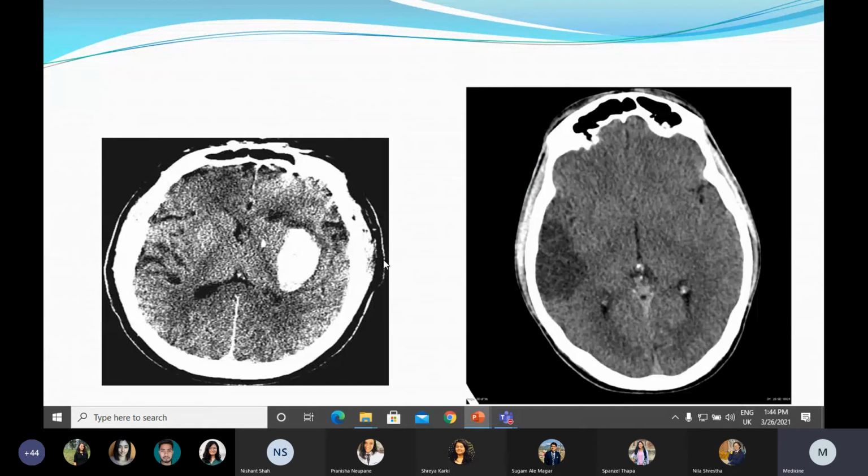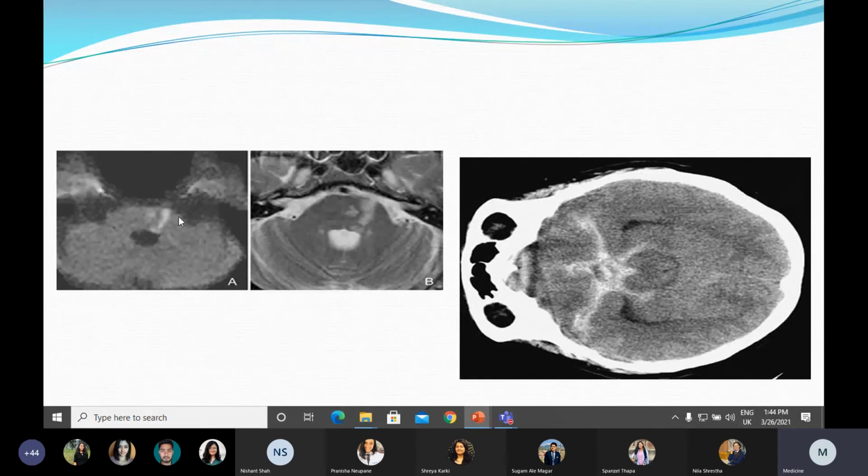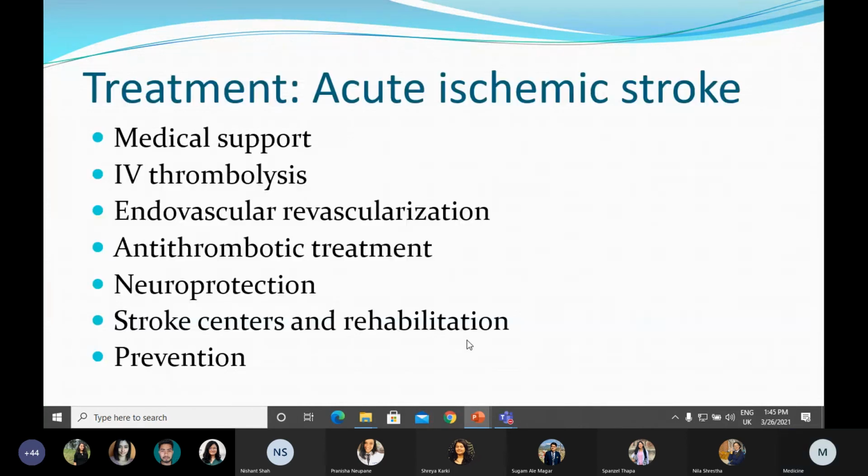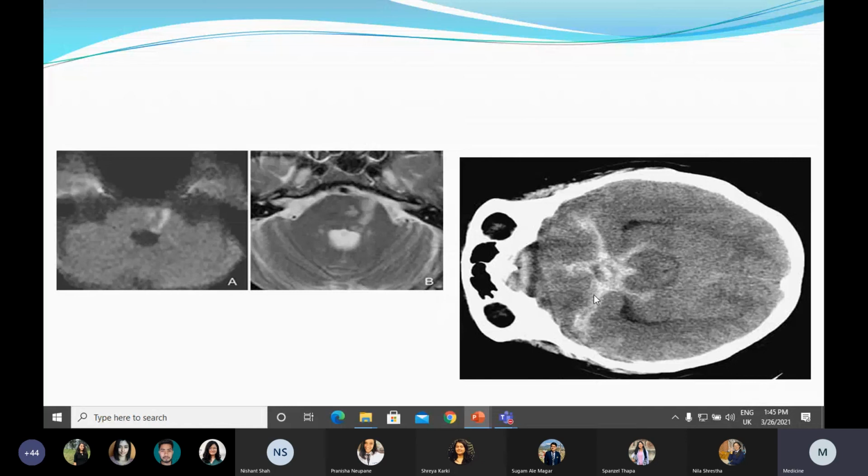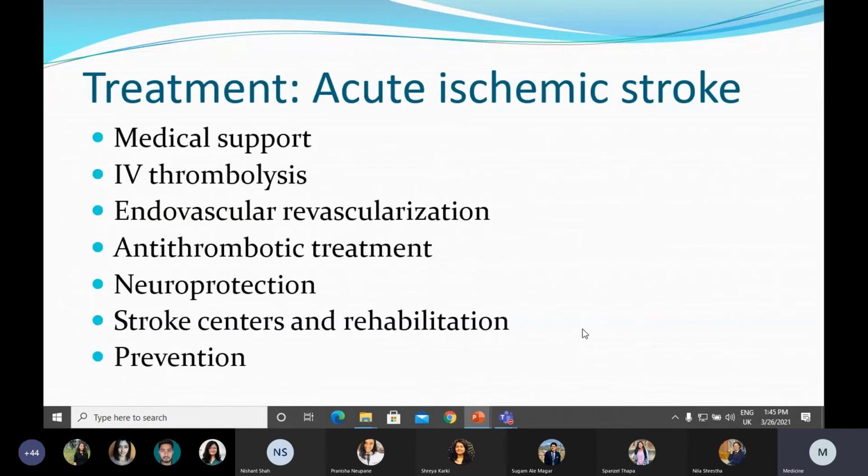This is the hemorrhagic stroke, and this is an ischemic stroke that is evident in CT scan. This is an ischemic stroke in the cerebellum. This is a hemorrhagic stroke in cerebellum, and this is SAH. Sorry, this is subarachnoid hemorrhage. And for the treatment of acute ischemic stroke, we give medical support, IV thrombolysis, or sometimes endovascular revascularization, antithrombotic treatment, neuroprotection, and prevention, primary or secondary.